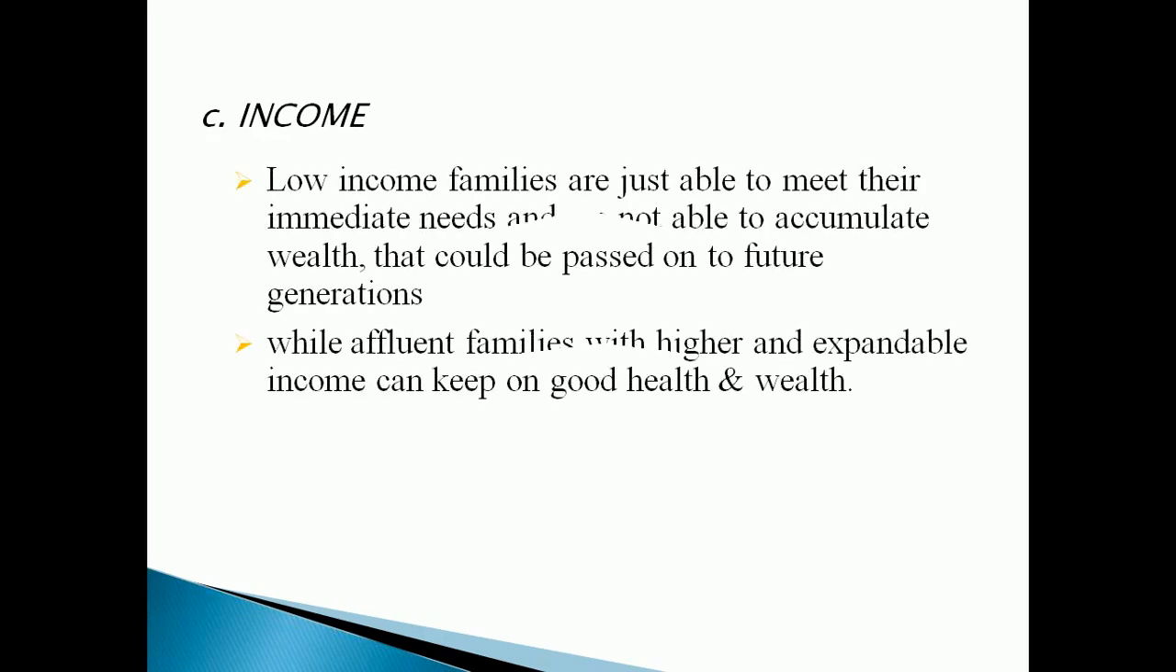coming to the next most important factor, that is income. Okay, income is very important, because if income is high, then obviously the socioeconomic status is high. So low income families are just able to meet their immediate needs and are not able to accumulate wealth that could be passed on to future generations, while affluent families with higher and expandable income can keep good health and wealth.